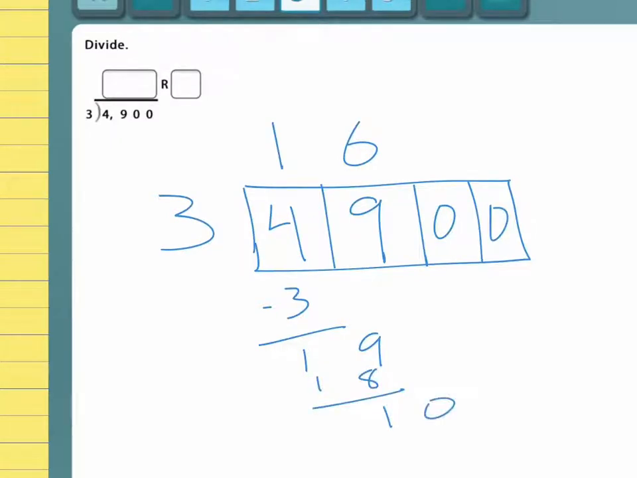I can make 3 groups of, if I have 10 tens, I can make 3 groups, and I'll have 1 left over, and then I'll have 3 groups of 1s with 1 left over, so my remainder will be 1. And you can check that by multiplying 1,633 times 3 and add 1 to it. You should end up with 4,900.